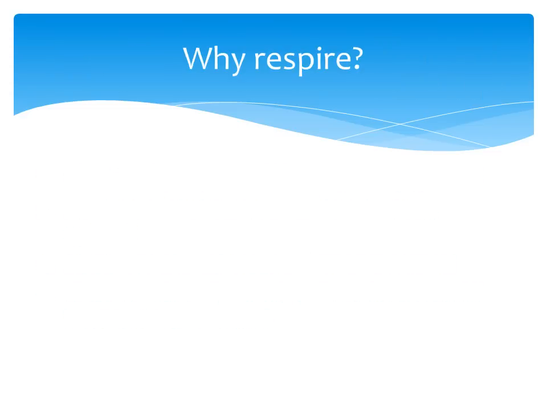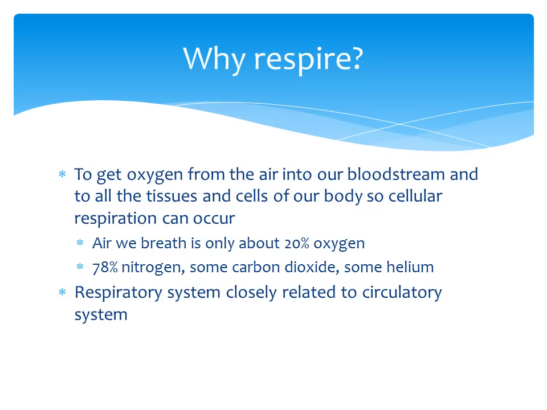All the systems are going to have interactions with each other. We want to be able to think about those. So first, before we start, I want you to think about why we respire. And respire basically means breathe. So think for a second, why do we breathe? And if you answered so we don't die, that's not enough. The reason that we respire is to get oxygen from the air into our bloodstream and to all the tissues and cells of our body so cellular respiration can occur. And that oxygen is what we need to make ATP so the cells can do all their work.